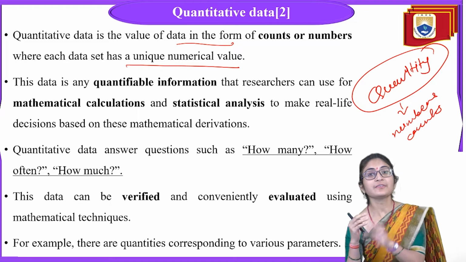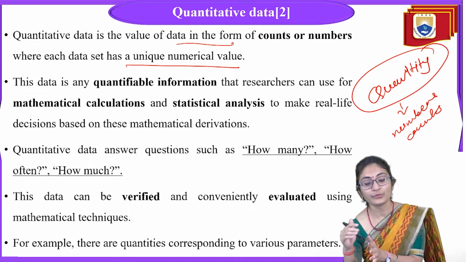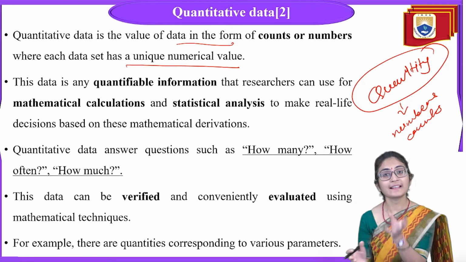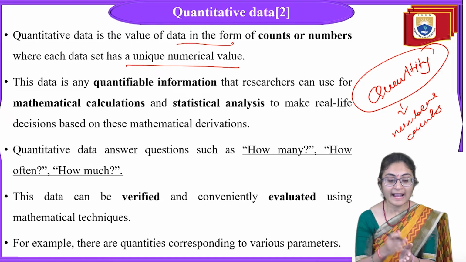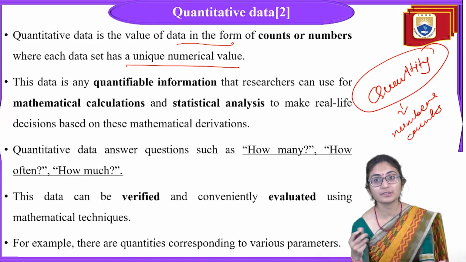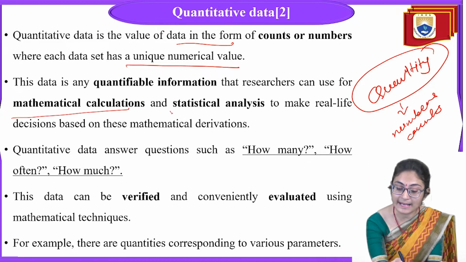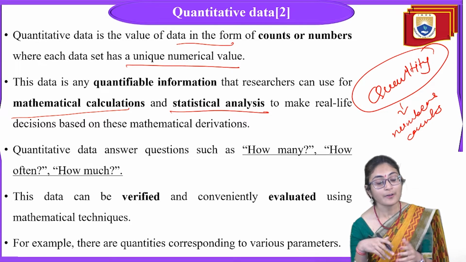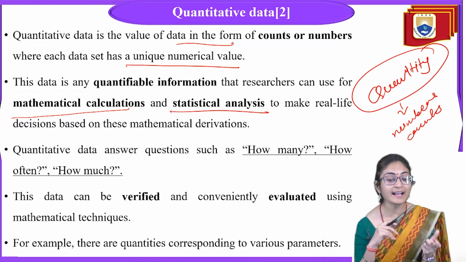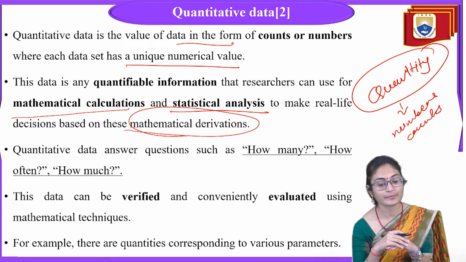So here our definition is, it is the value of data which is in the form of counts or numbers, and that data should be a set of unique numerical values. This data may be quantifiable information, or sometimes researchers can use it for mathematical calculations and statistical analysis also. Why are we using mathematical calculations and statistical analysis? For making real life decisions based on the mathematical derivations.